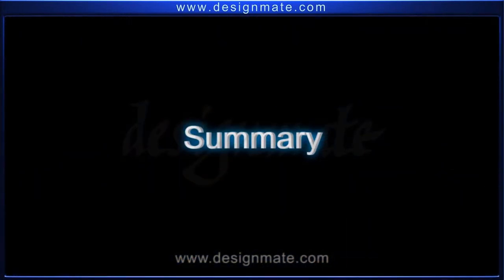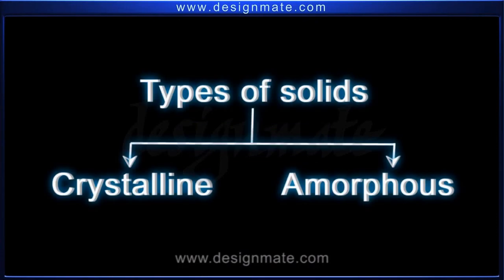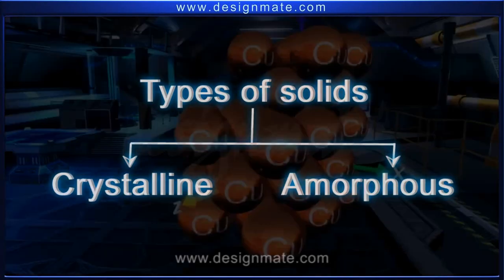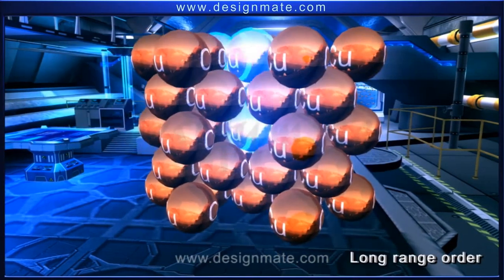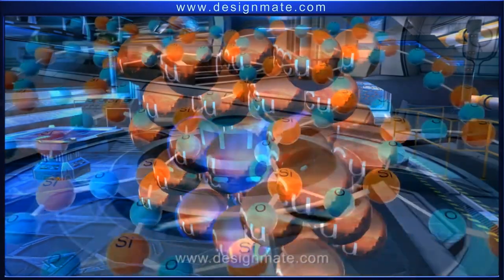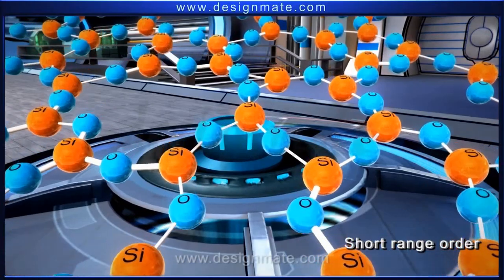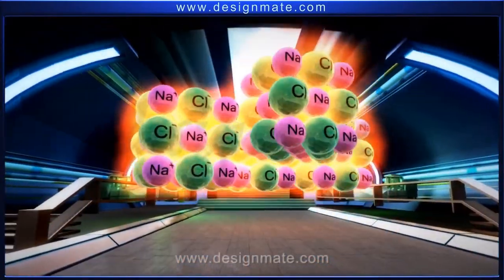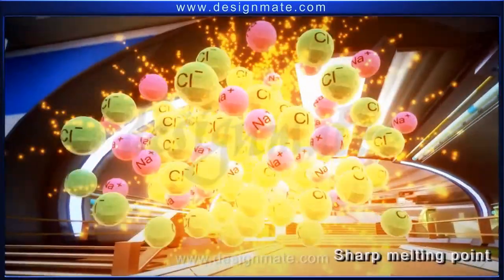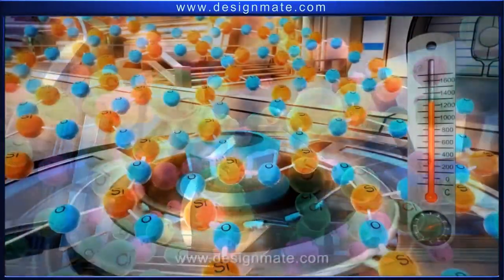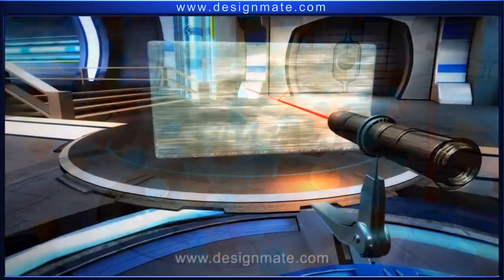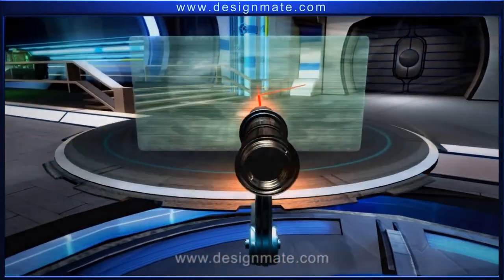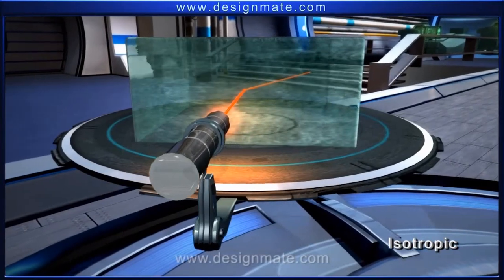Summary: solids are mainly classified into two types: crystalline solids and amorphous solids. Unlike crystalline solids that are characterized by the long-range order of the constituent particles, amorphous solids exhibit short-range order. In contrast to crystalline solids, which have a sharp melting point, amorphous solids do not have a sharp melting point. Crystalline solids are anisotropic, but amorphous solids are isotropic in nature.